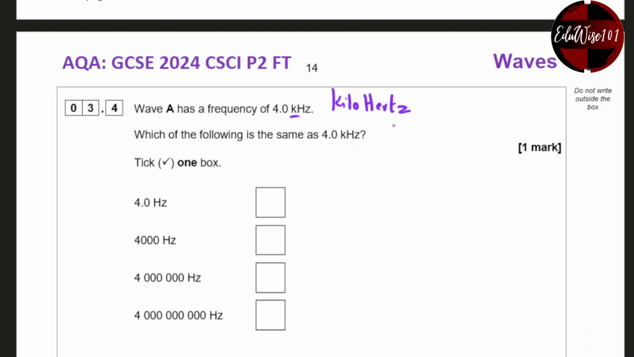Now kilohertz, which of the following is the same as 4 kilohertz? Now a kilo is 1,000, right? 1,000 is equal to kilo. So 4 kilo is 4,000 hertz.